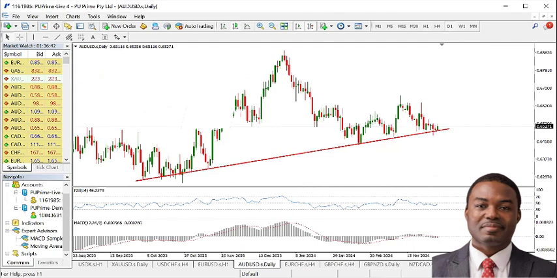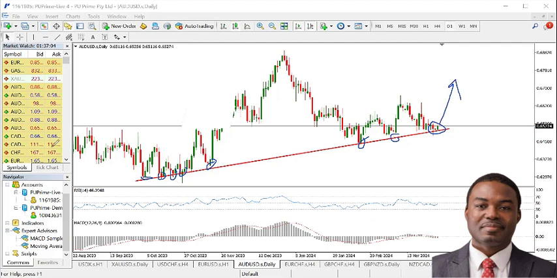And next is the AUD USD. Having a similar pattern, just like we have on the Euro USD, we have price bouncing off the trend line multiple times. This one is very close, touching quite close, and the market closed last week with price touching the trend line and forming a bullish pattern likewise.